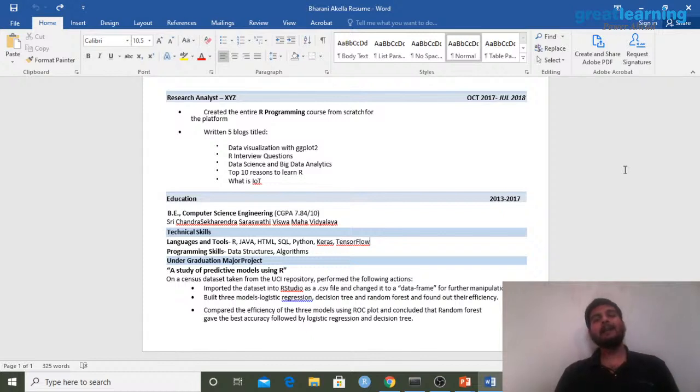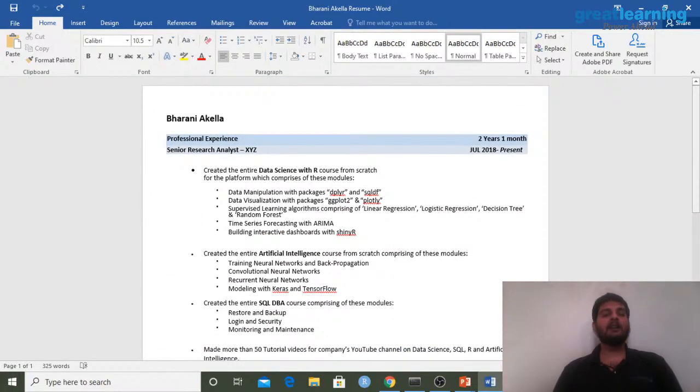So understand that skills are what are required, and the first step is getting your resume shortlisted. To get your resume shortlisted, the HR normally searches through keywords. So list down the keywords over here, and that would be good enough to get your resume shortlisted.